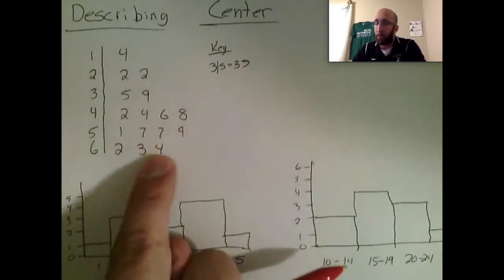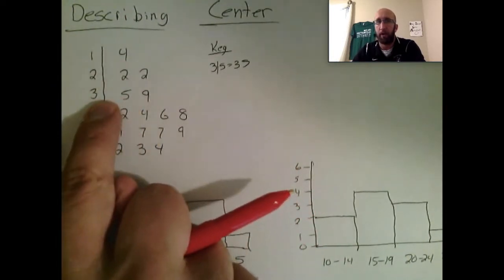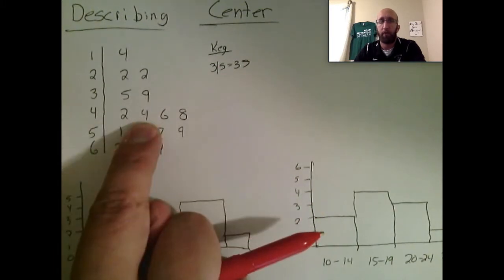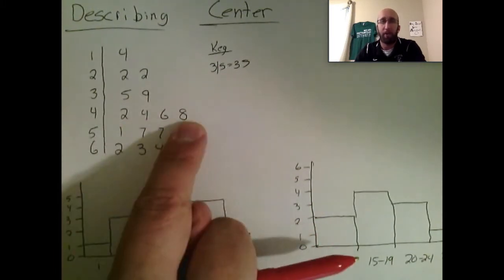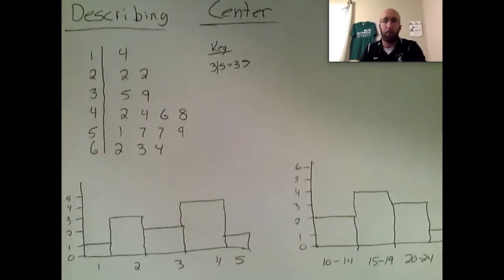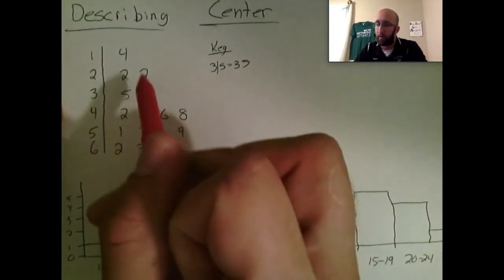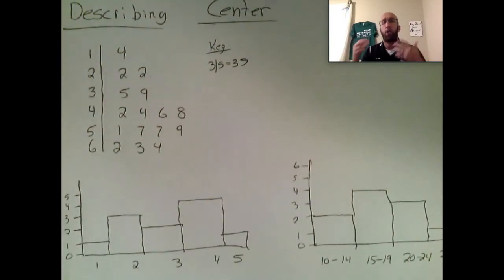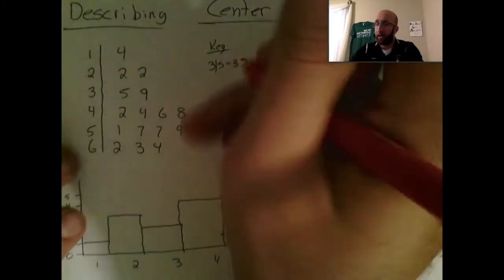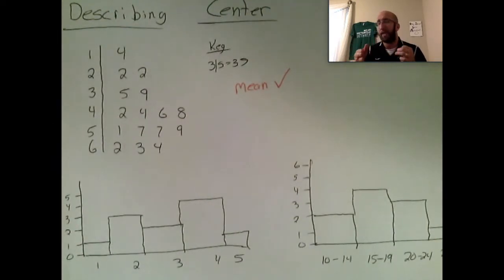So on this one, I could do a mean if I wanted to. I just need to add up all the data points. So I'd be doing 14 plus 22 plus 22 plus 35 plus 39 plus 42 plus 44 plus 46 plus 48, 51 plus 57 plus 57 plus 59, 62, and so on, and divide by the total amount of data points, which is 1, 2, 3, 4, 5, 6, 7, 8, 9, 10, 11, 12, 13, 14, 15, 16. So I could totally find that mean. That is possible. Since I can see these specific data points, I can do a mean here if I wanted to.